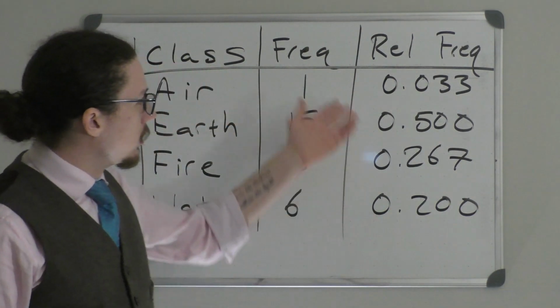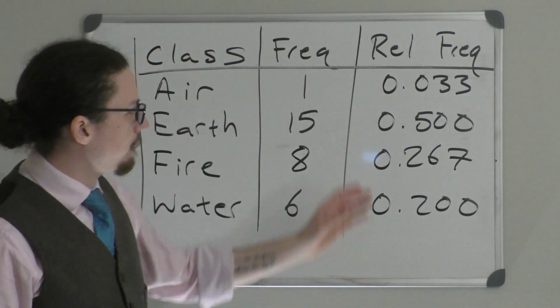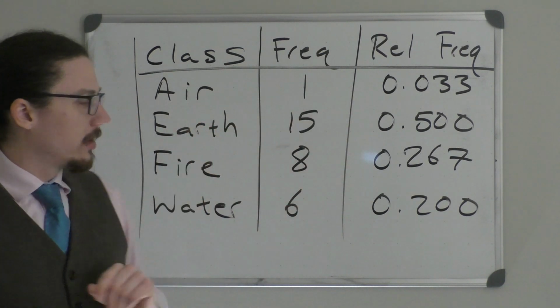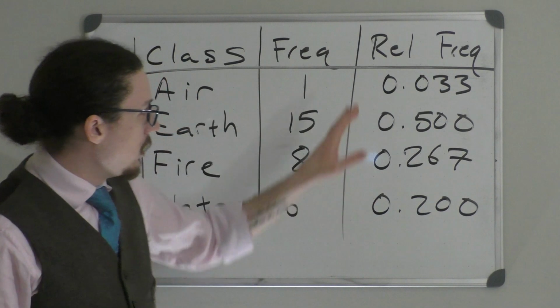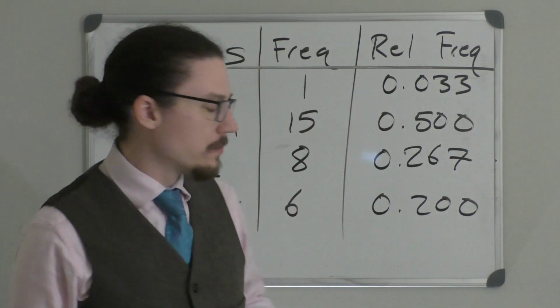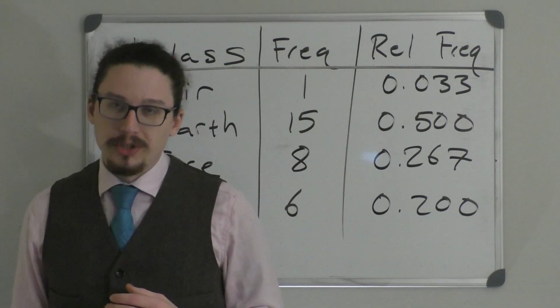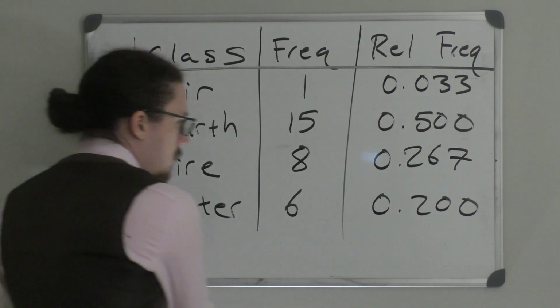But that is our frequency. Again, we can look at this and see that a higher proportion, or a larger amount, is in the Earth class, with a relative frequency of 0.500 versus all of these other values. Once again, a simple way to present some information.